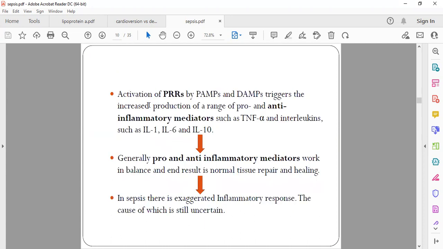This induces immunity, which leads to release of inflammatory mediators like TNF alpha and interleukins. All these things include both pro-inflammatory and anti-inflammatory. Normally in healthy patients, there's a balance between the pro-inflammatory system, which is going to cause more inflammation, and the anti-inflammatory system, which will try to control the inflammation so that it doesn't damage the normal healthy cells. In sepsis, due to some reasons, there is an exaggerated inflammatory response and a misbalance between the pro and anti-inflammatory, thus leading to organ damage.